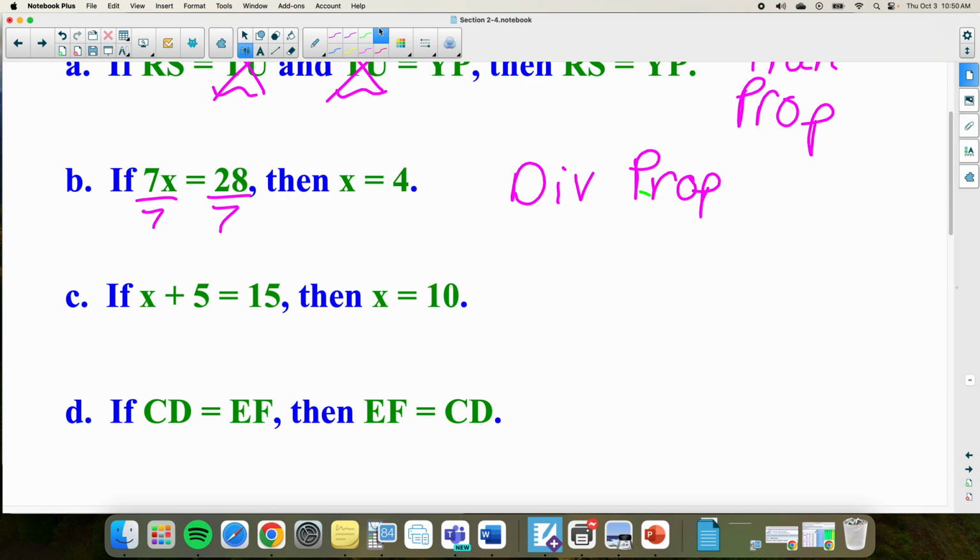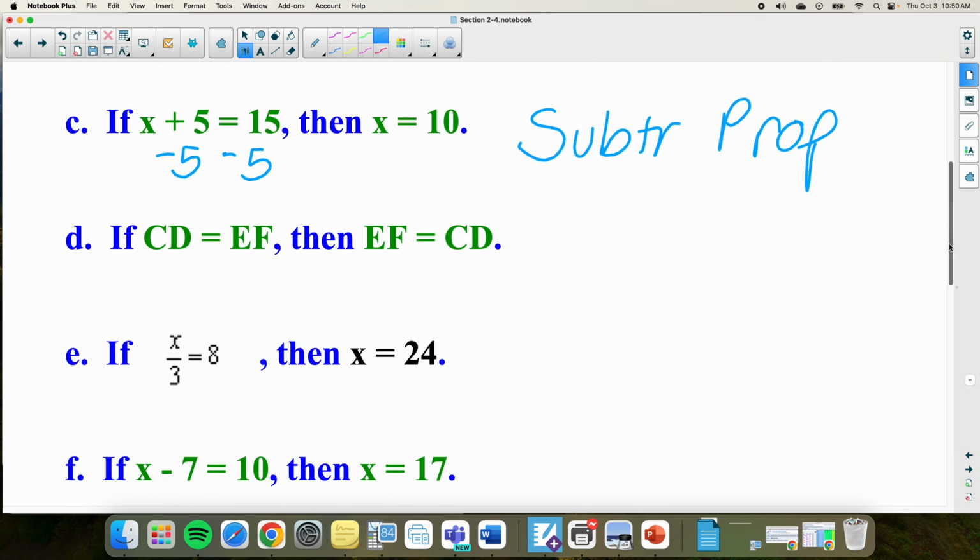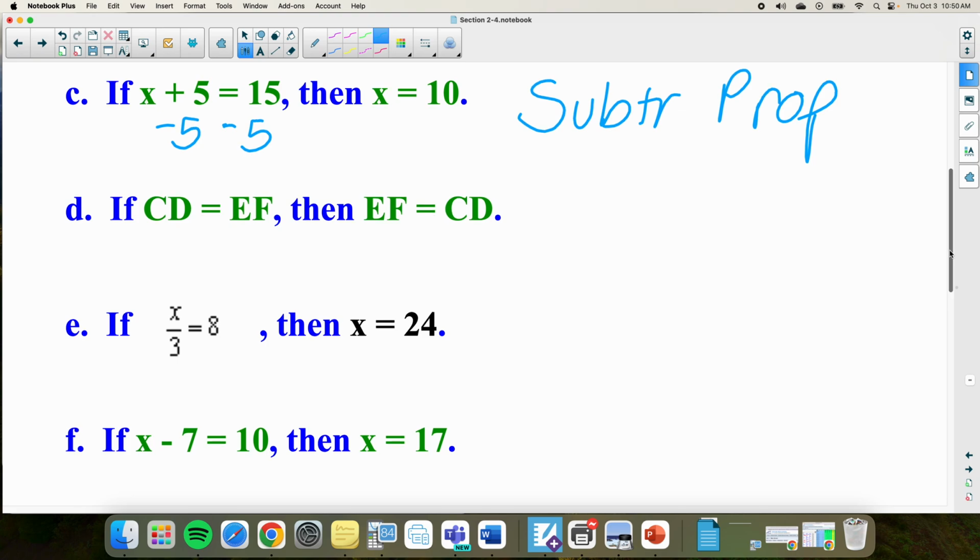Okay, start on the left. What would you guys do here to get this? Subtract. You'd be subtracting 5. So remember, subtraction is SUBTR prop. Then if I look at D, can you guys tell this one, they flipped? Do you remember what we called that? Switch around? It's symmetric. And symmetric, we did SYMM prop.